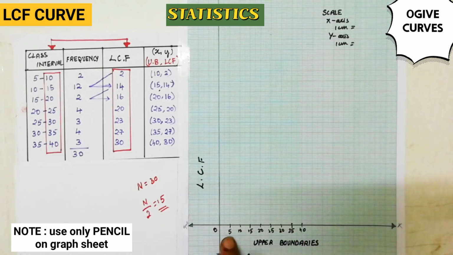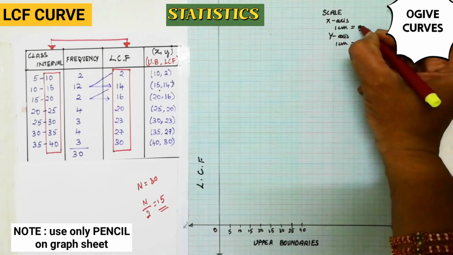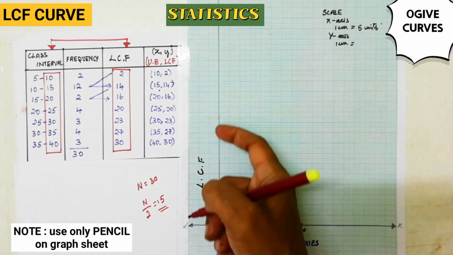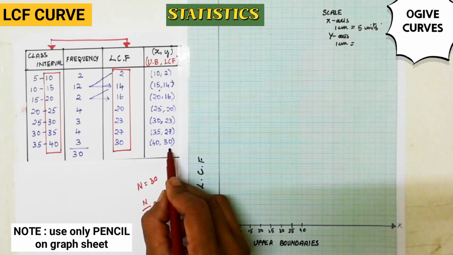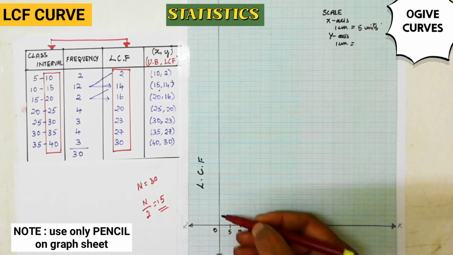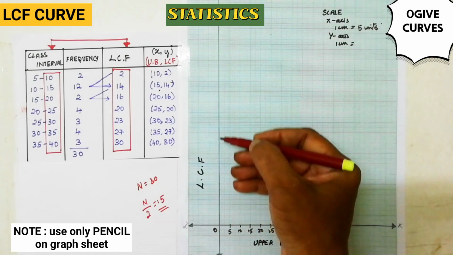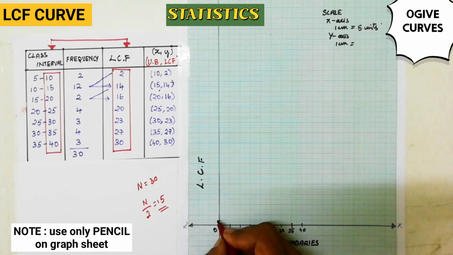Hope it is clear. So 1 centimeter is equal to 5 units. So we need to mention on the x-axis 1 centimeter is equal to 5 units. Now how to select the y-axis scale? The minimum value here is 2, maximum is 30. If we take multiples of two, that is 2, 4, 6 and so on, it becomes very lengthy. So make it short and neat.